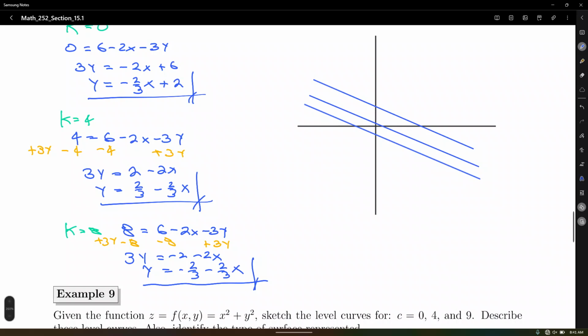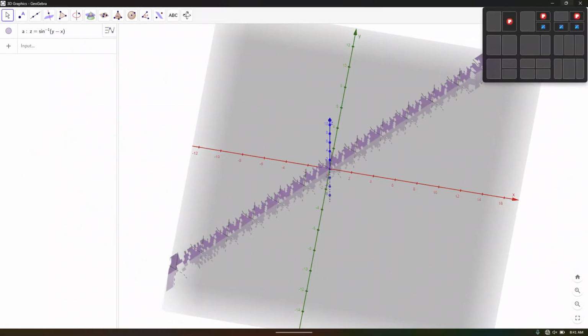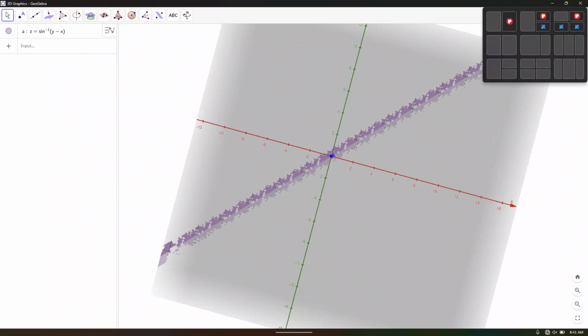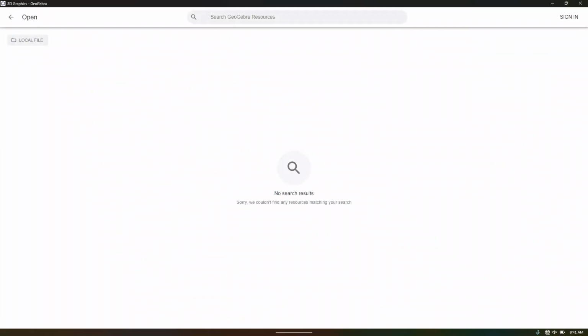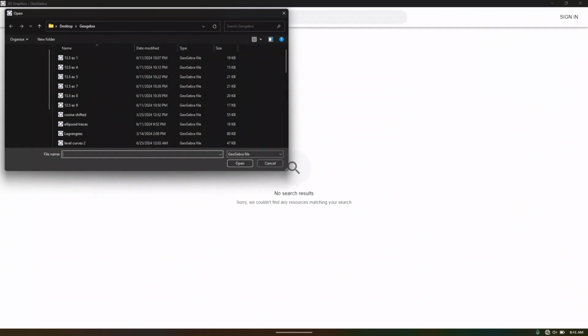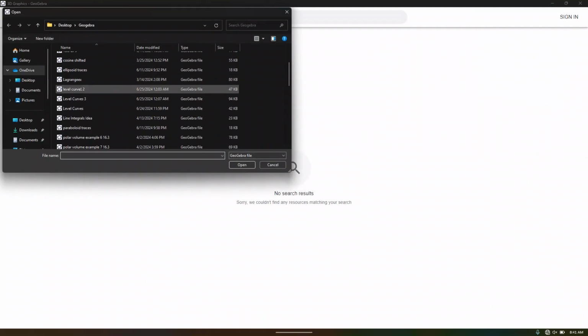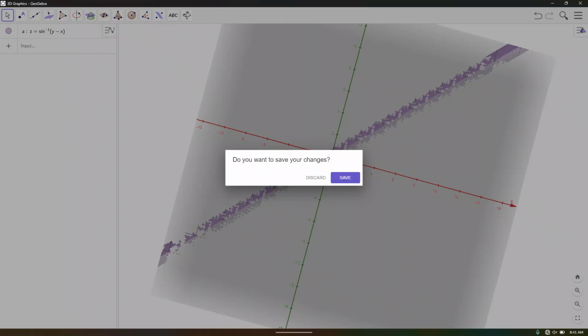Actually, I have a GeoGebra file for this. Okay, so let me go about that. It's going to take a second. There you go. Local file, level curves.